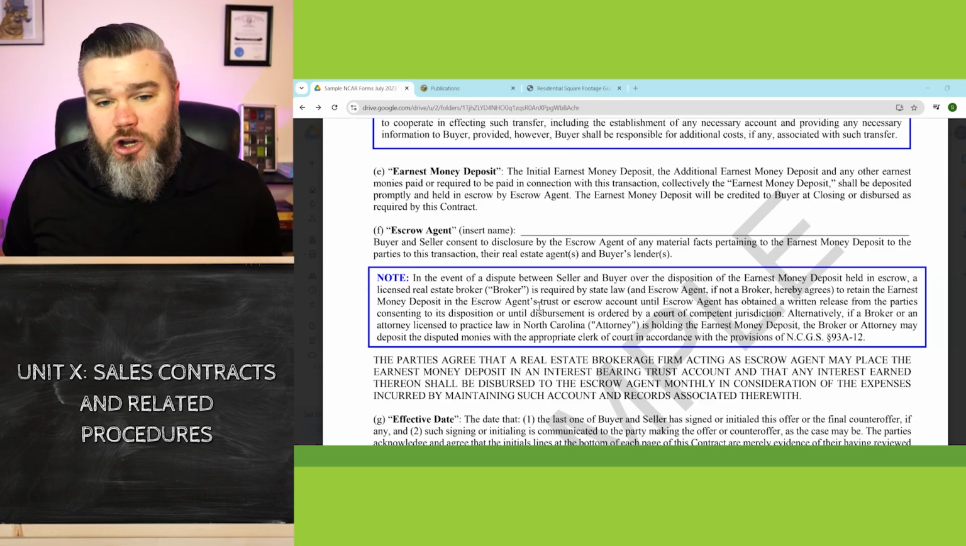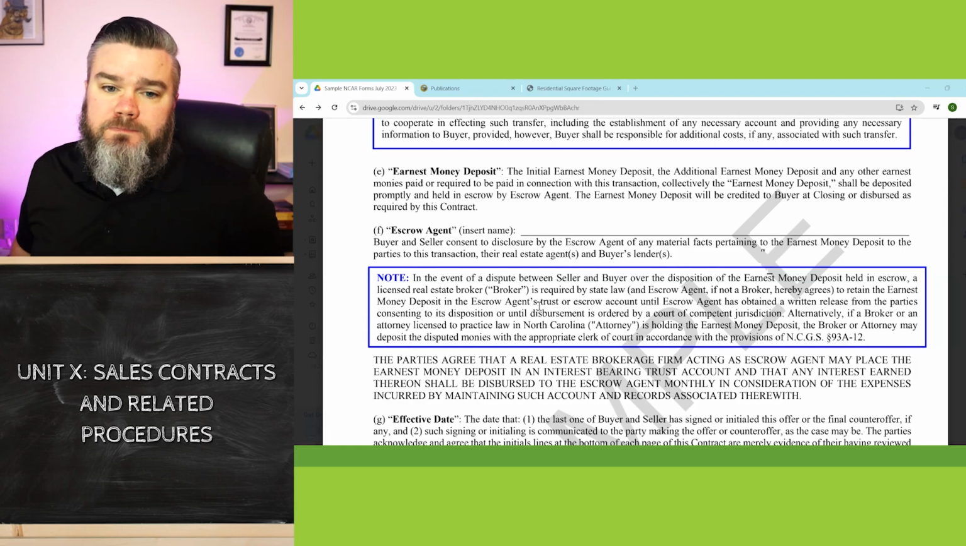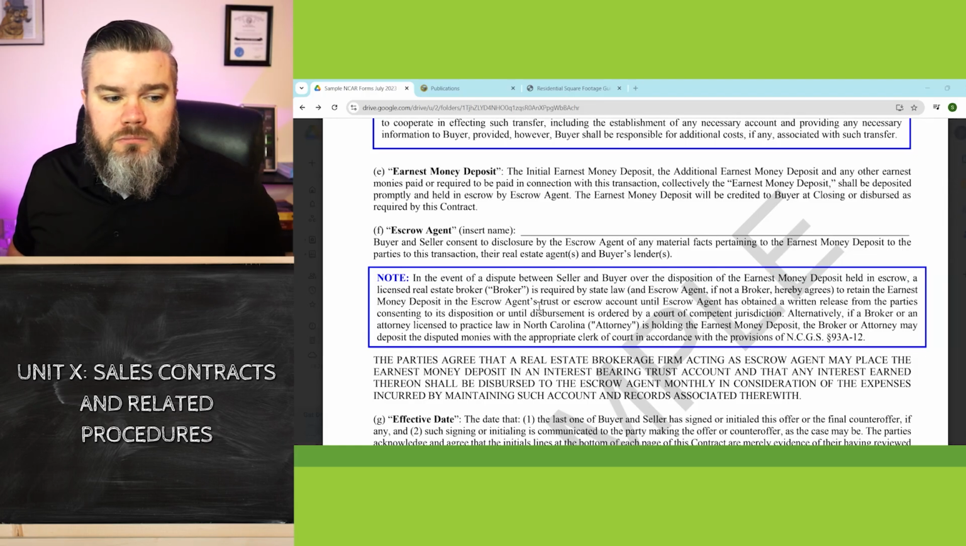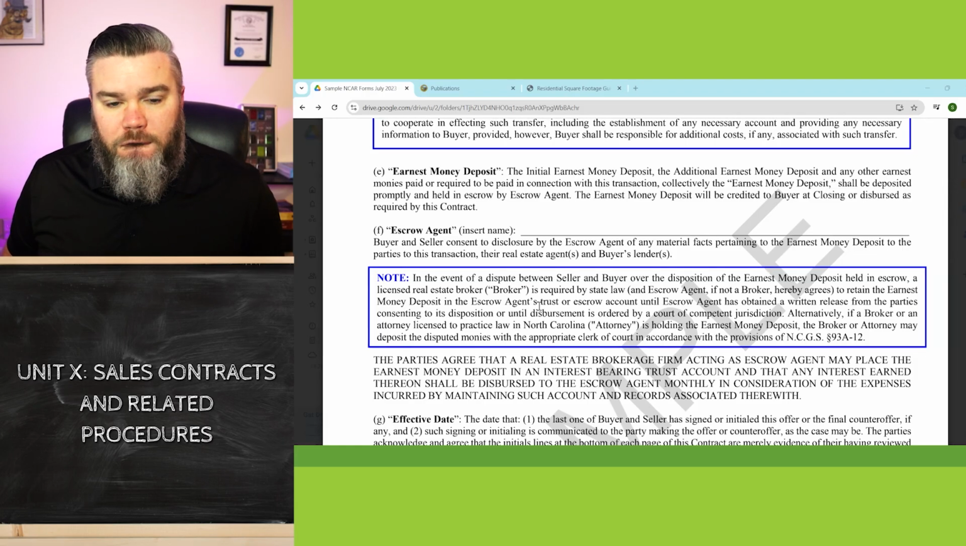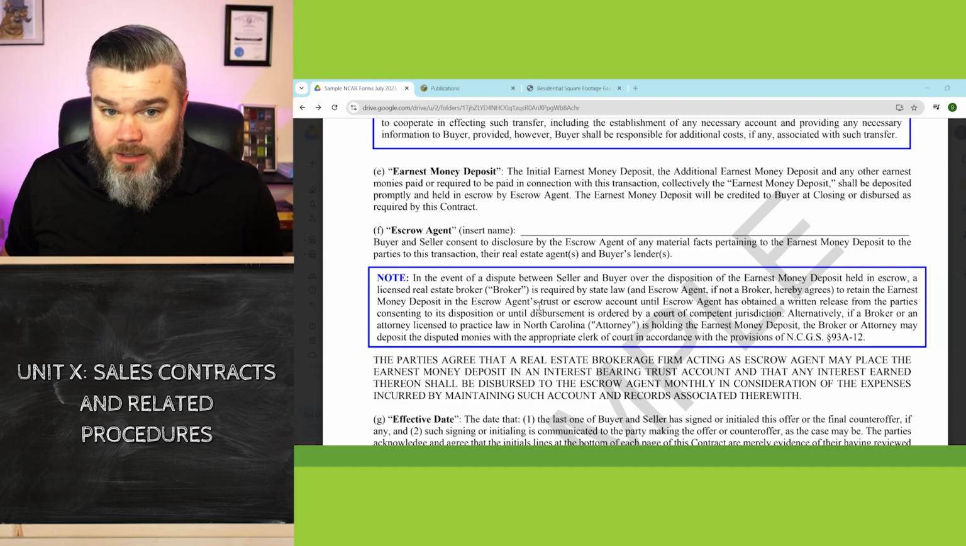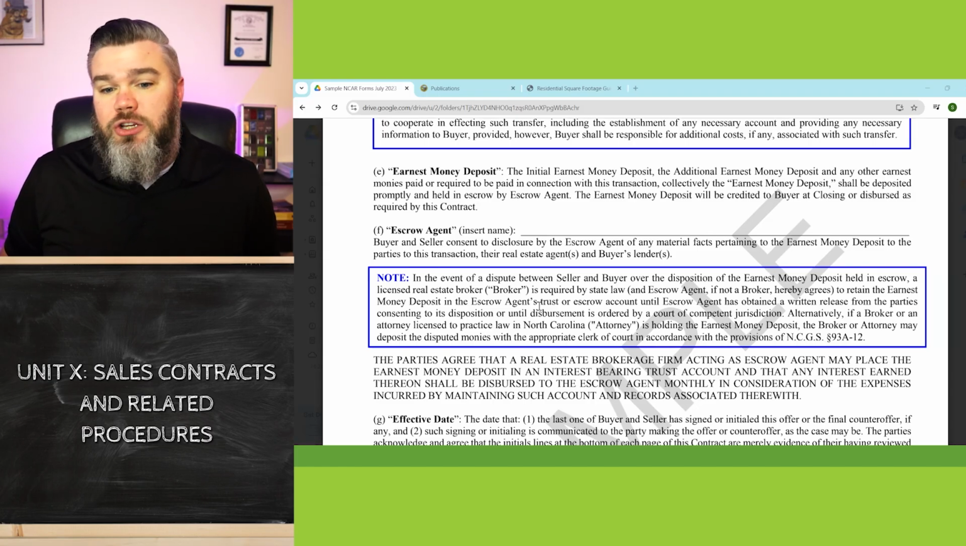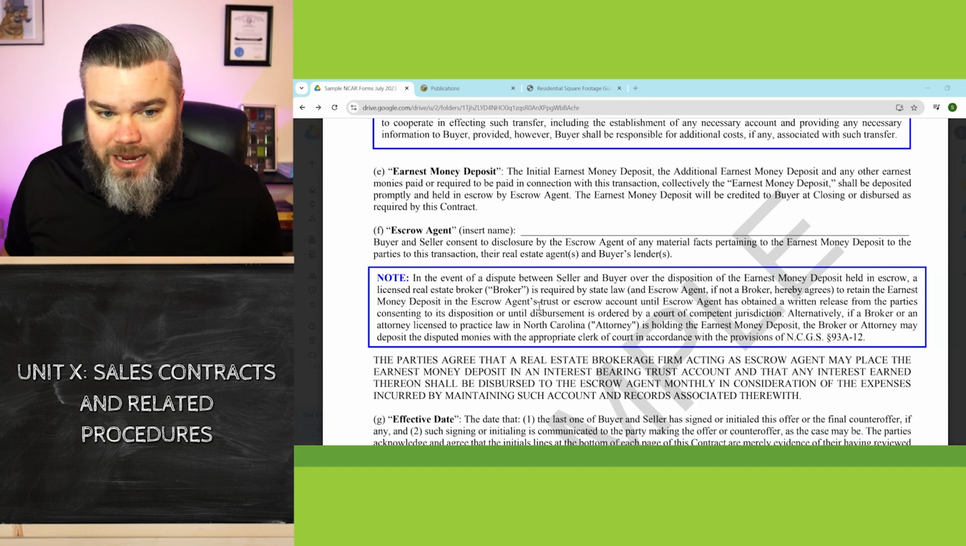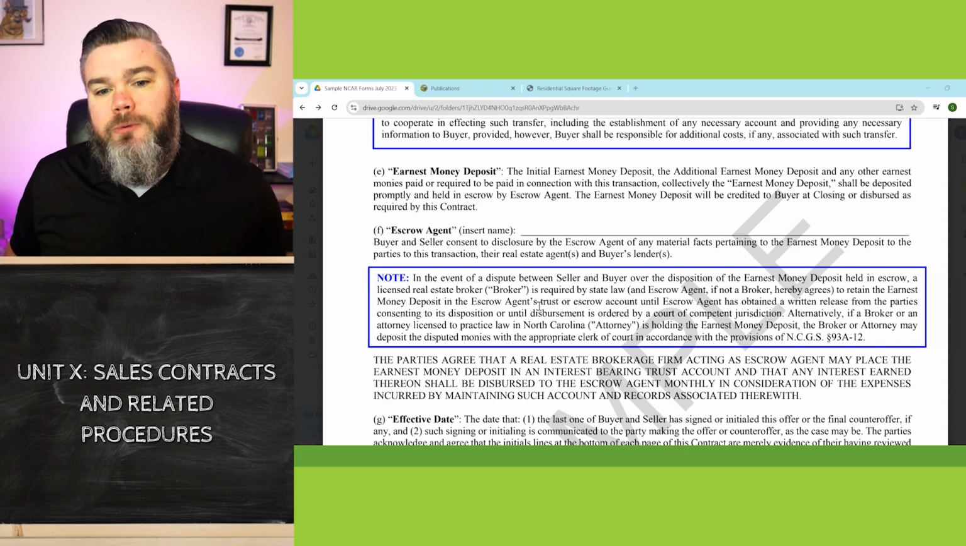Let's say the buyer terminates after the due diligence period. Who's supposed to get the earnest money? The seller. But if the buyer says, don't you dare give him my earnest money, yet again, the attorney, whoever the escrow agent is, would have to keep holding it, even though we know who it's supposed to go to.